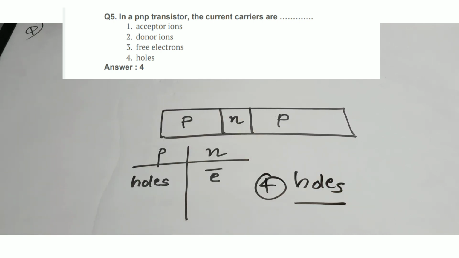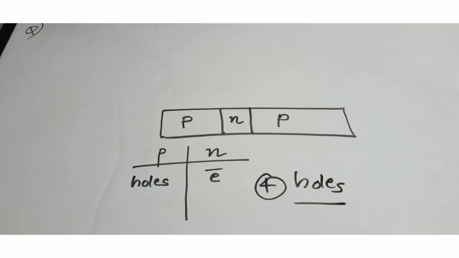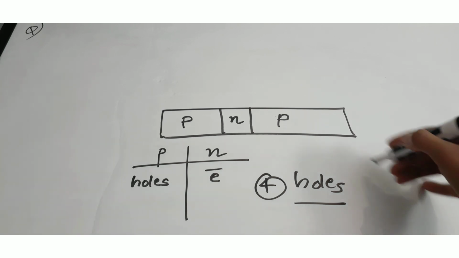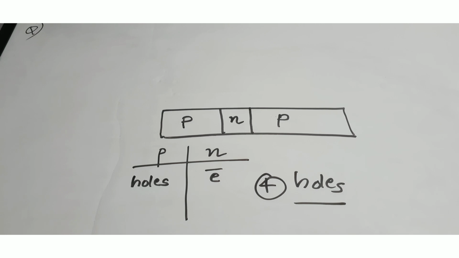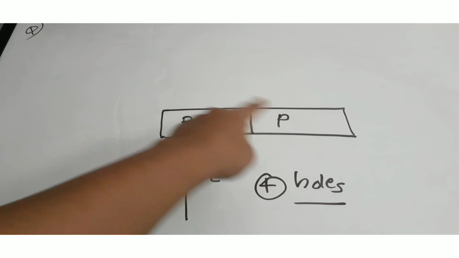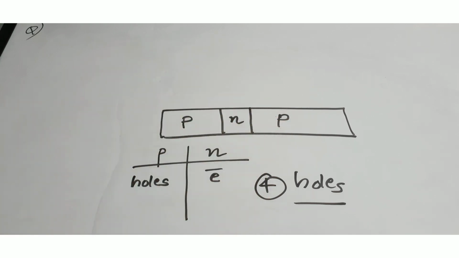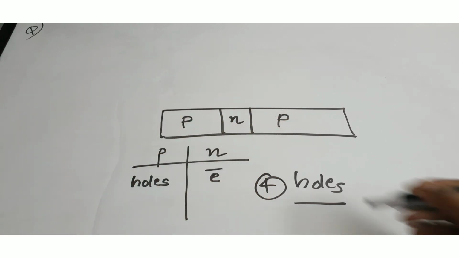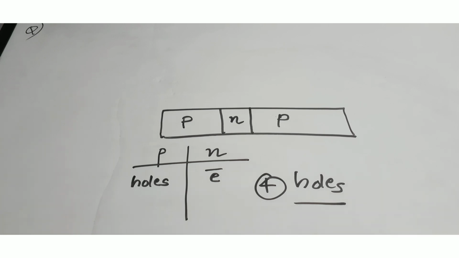But actually, these holes are vacancies of electrons. Now, let us not go that much deep, you will get confused. Just know that for P-type semiconductors, the holes are the majority, and we are using more P elements here. So holes will be more, and they are the current carriers. Correct answer is 4.